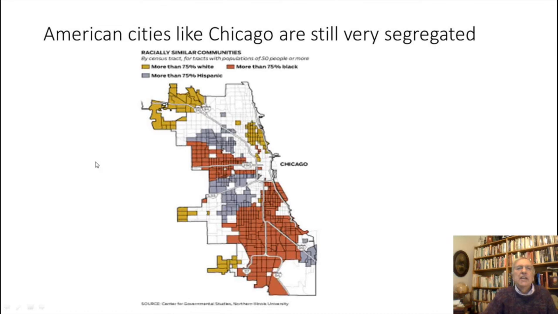And this particular map defines it as the areas that are more than 75% white, which are shown in this kind of yellow color. The areas that are more than 75% black, which are shown in the red, and the areas that are more than 75% Hispanic, which are shown in the gray. 3 different districts there. And it just shows that we still have these ethnic neighborhoods. You may still have a Chinatown. You may still have an Italian neighborhood in some cities, but they do tend to be blocks or districts.